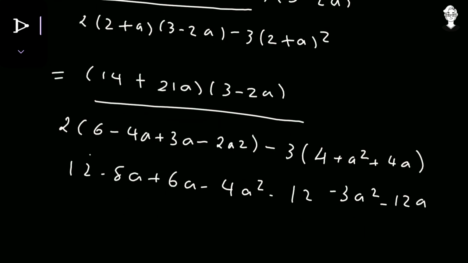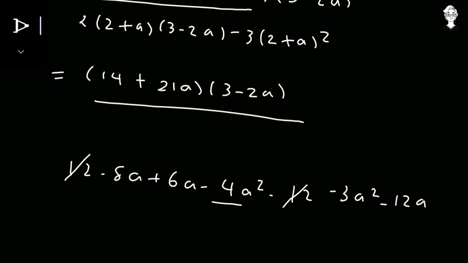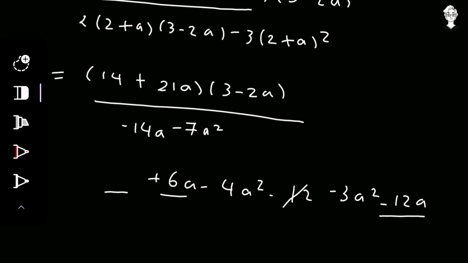So now let us simplify this. So positive 12 and negative 12 got cancelled out. Now adding and subtracting the like terms, whichever sign is present according to that. So negative 4a square and negative 3a square is negative 7 times a square, negative 8a and positive 6a is negative 2a, and negative 12a is negative 14 times a. So we can see that the denominator is absolutely negative, so we will just shift its sign into the numerator part.